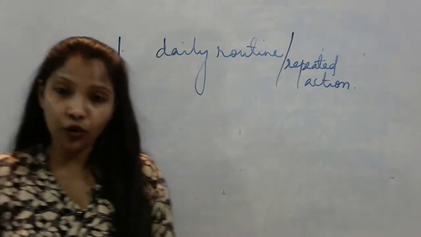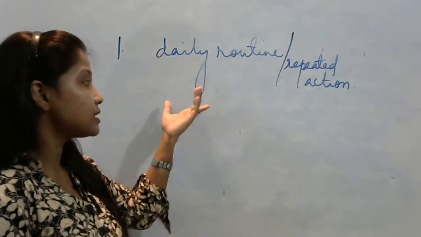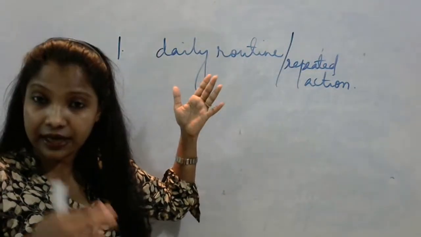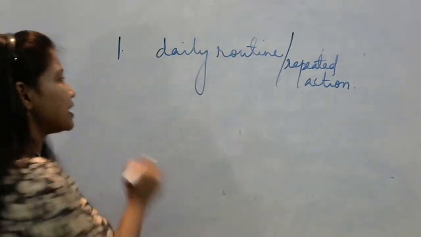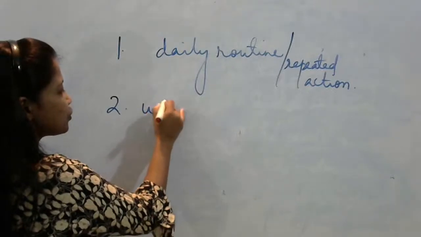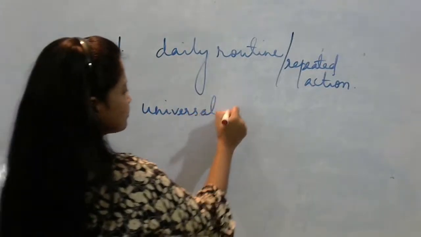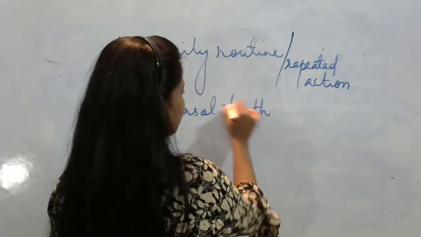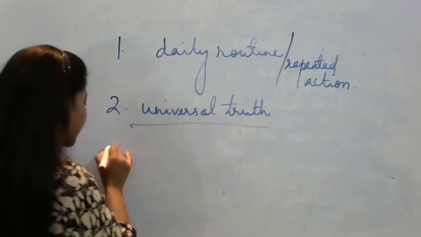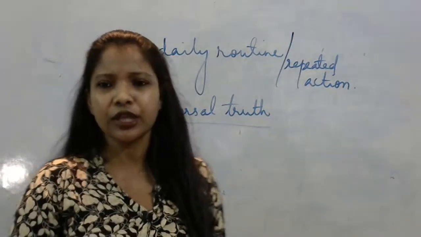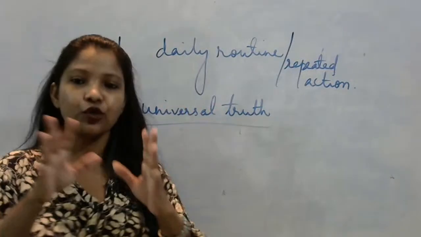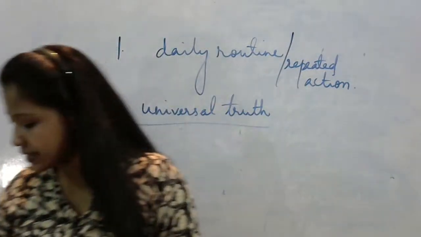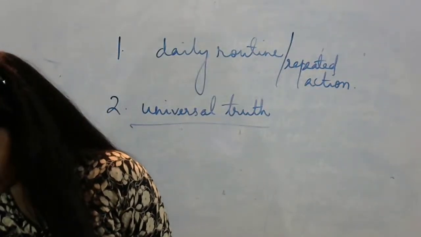So you all know very well what are the sentences that go under daily routine. Now coming to the next usage, it is universal truth. Can anyone tell me some sentences in universal truth? See, it's very monotonous if I keep on writing the examples because you all already know. So can you please give me some examples of universal truth?